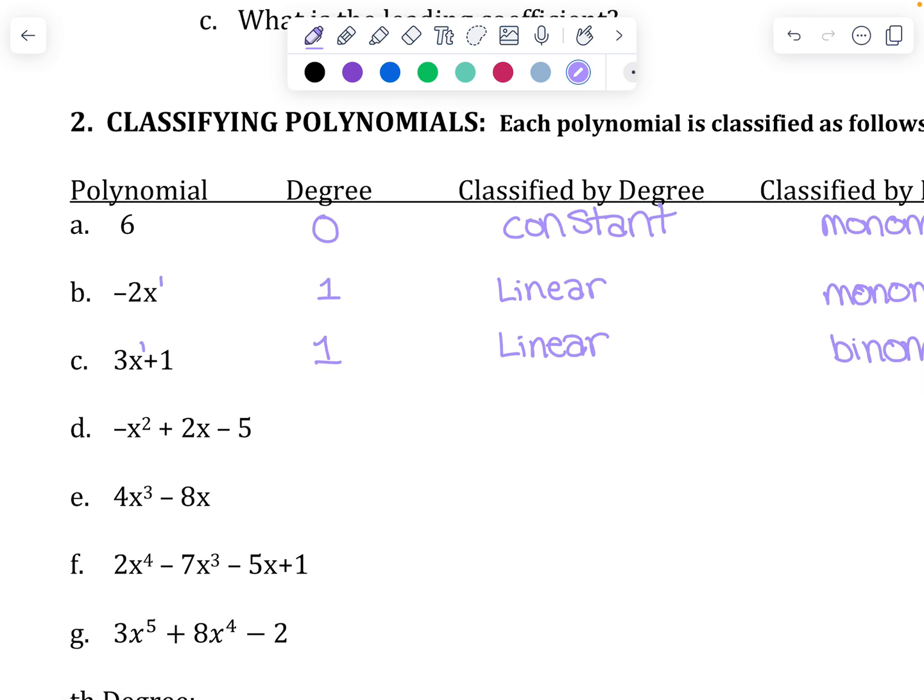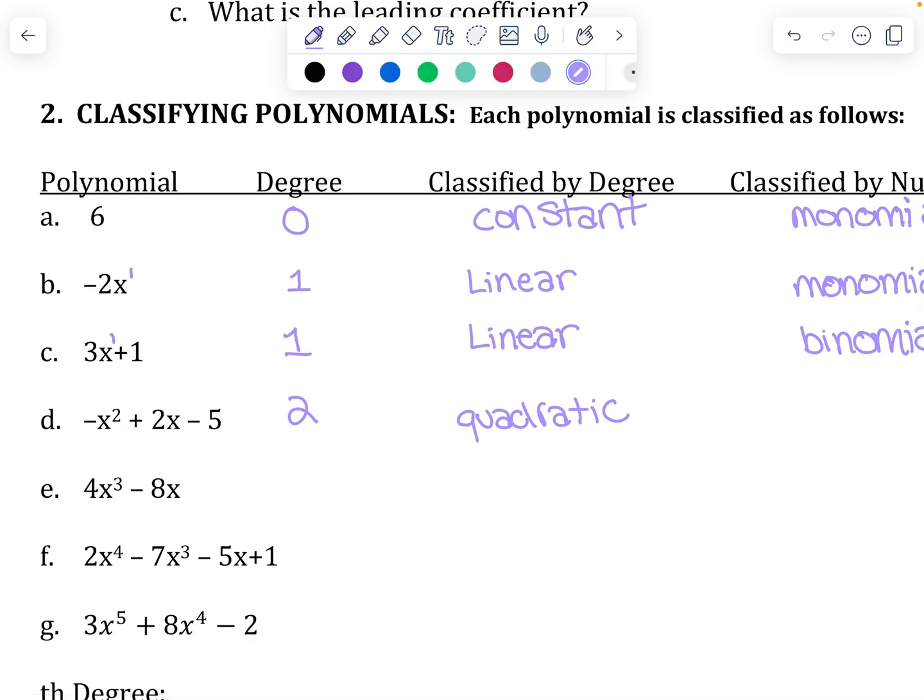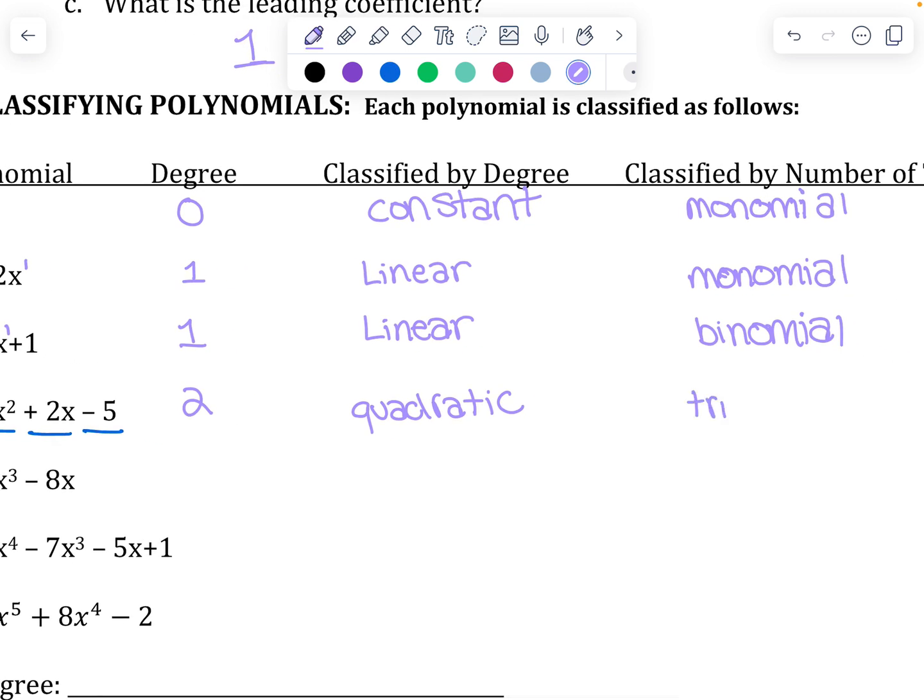In letter D, the highest exponent I see is 2 this time. So you just write the highest one you see. If it's 2, to classify this by the degree, this is called a quadratic, if your highest exponent is 2. Now let's see how many terms there are. I see 1, 2, 3. So this is 3 terms, so this is a trinomial.